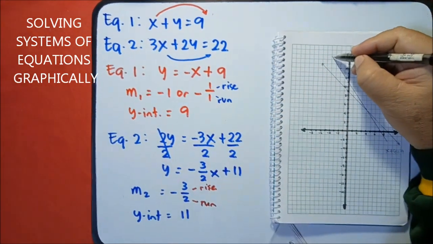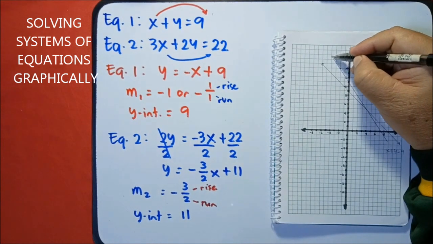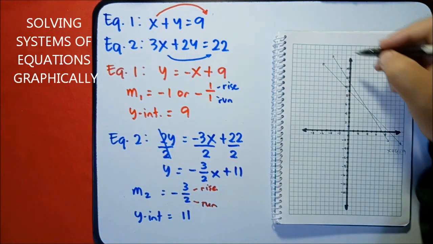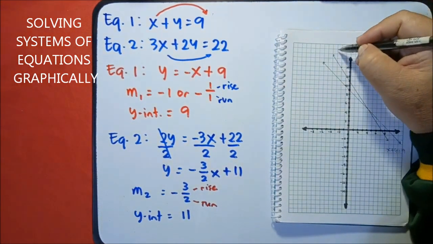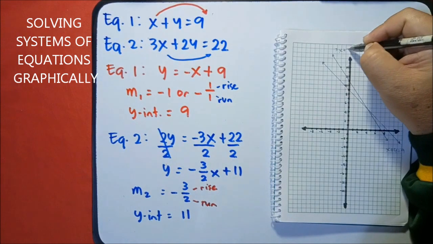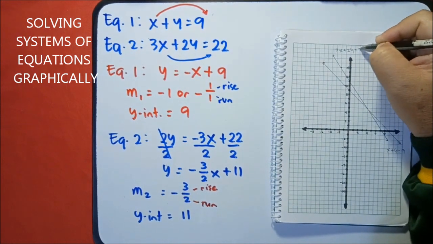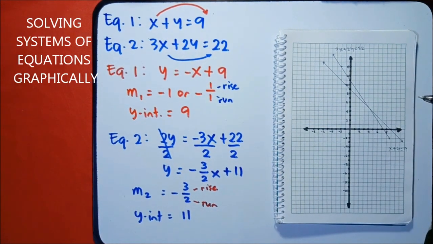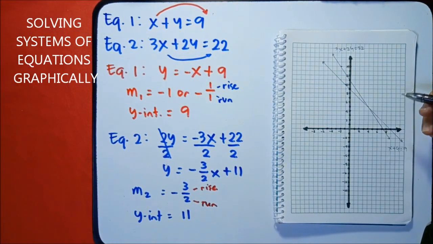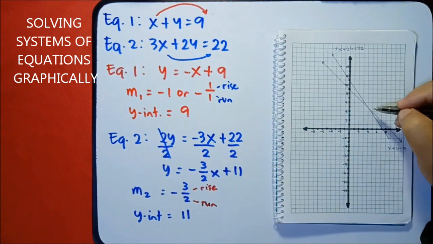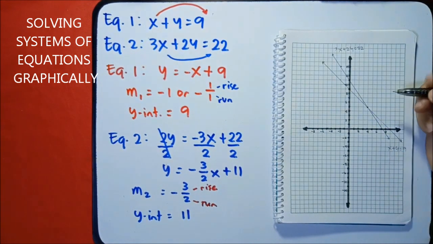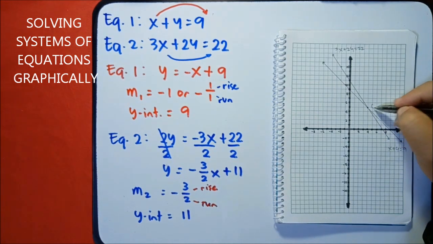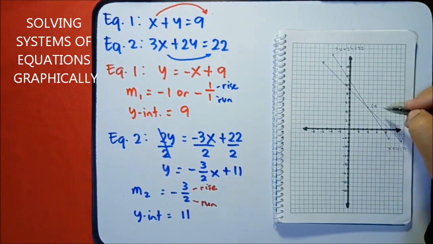This is another point. It is not that accurate, right? That's how graphing is. It is not so accurate. So, this will be your equation number 2. Equation number 2 is 3x plus 2y is equal to 22. Okay. So, where do they intersect? This point here. And what is the coordinate of this point? 4 and 5.